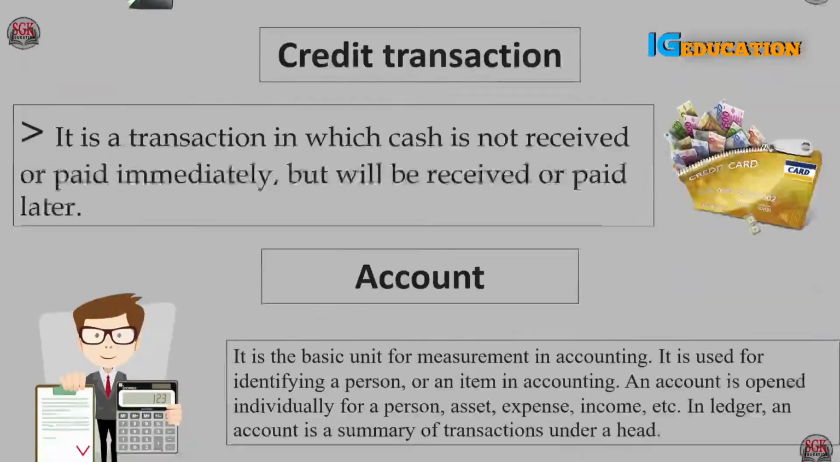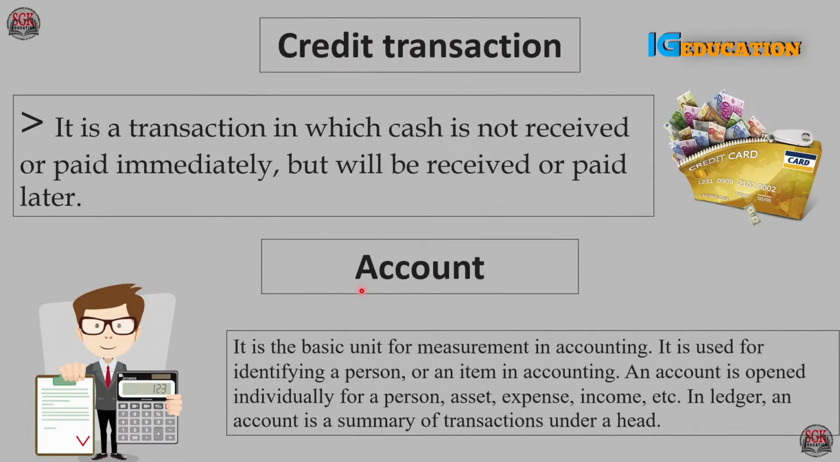Next one is credit transaction. Cash transaction means cash is involved. In a credit transaction, there is no cash, because the transaction which takes place without money being received or paid immediately is called a credit transaction.